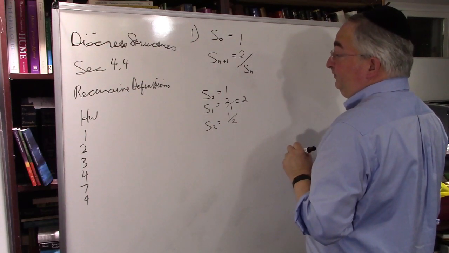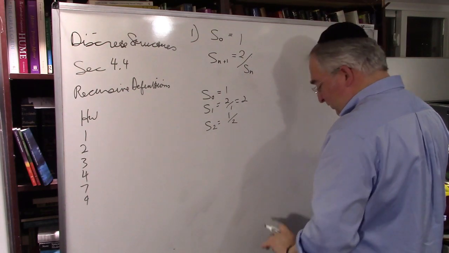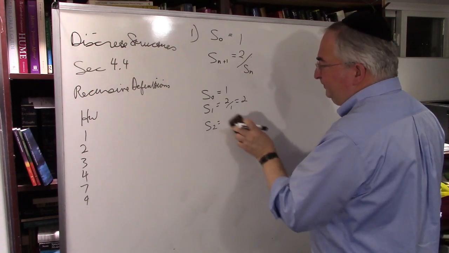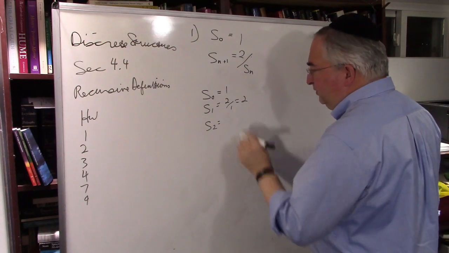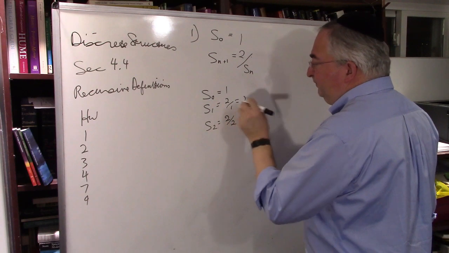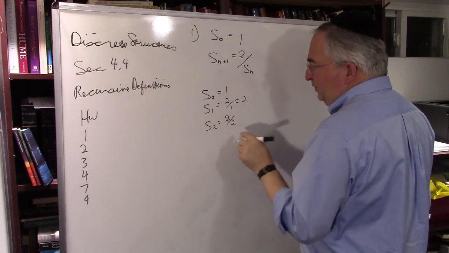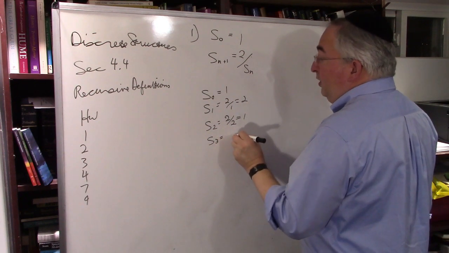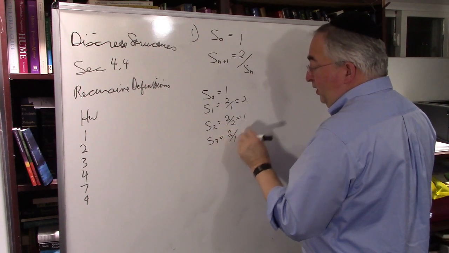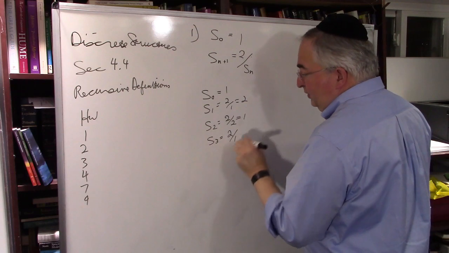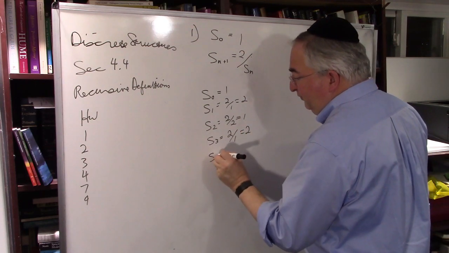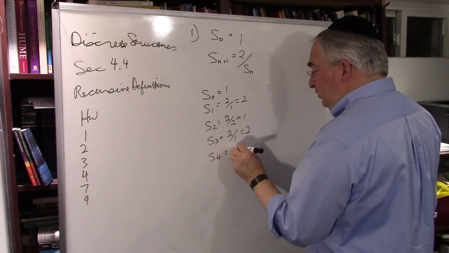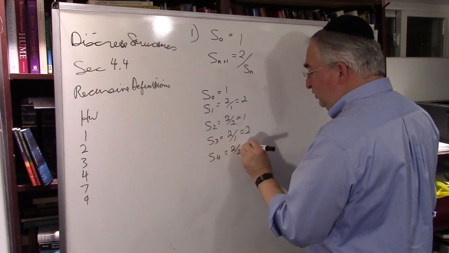No, I'm sorry. S2 is equal to 2 over 2. Okay, that's the previous one, which is equal to 1. S3 is equal to 2 over 1, that's the 1, which is equal to 2. S4 is equal to 2 over 2, which is equal to 1.